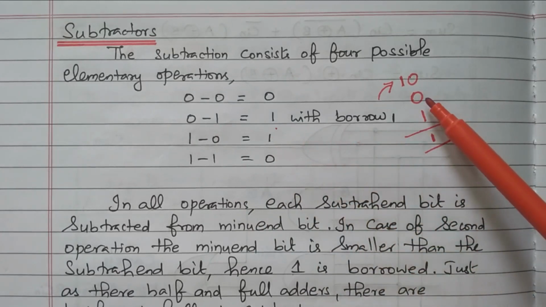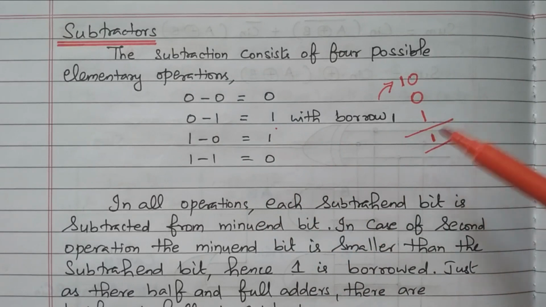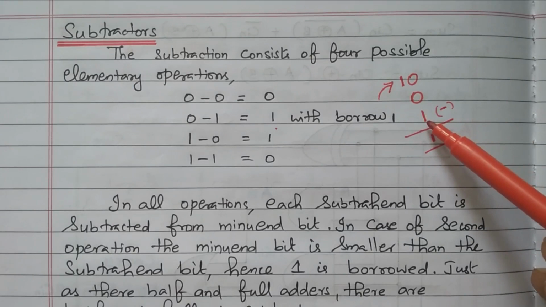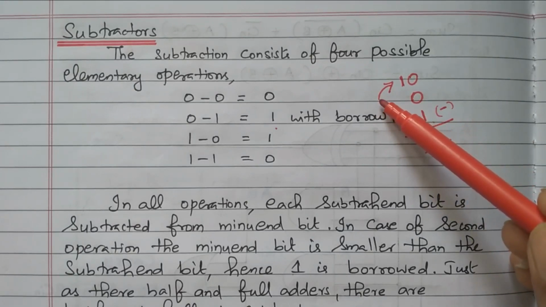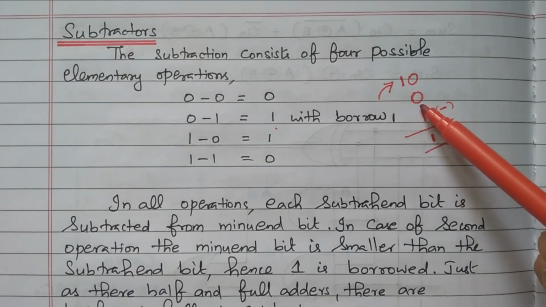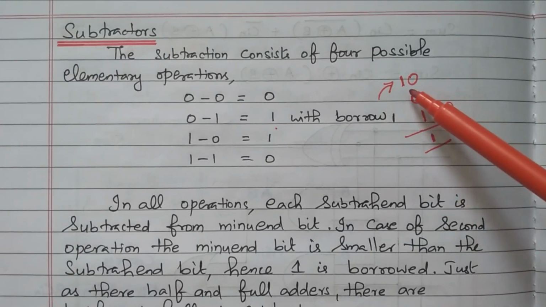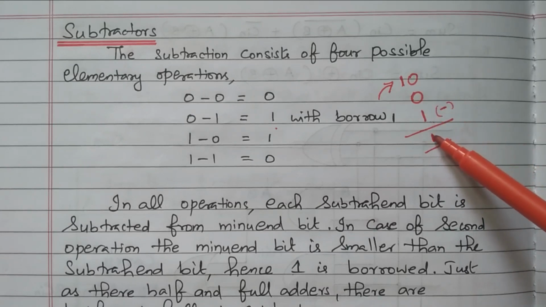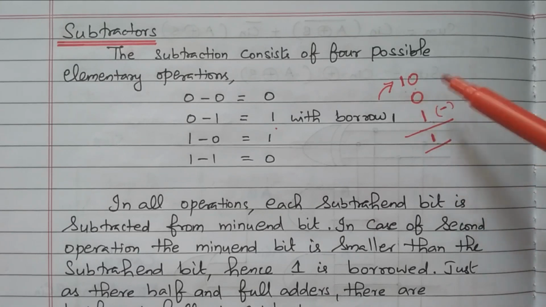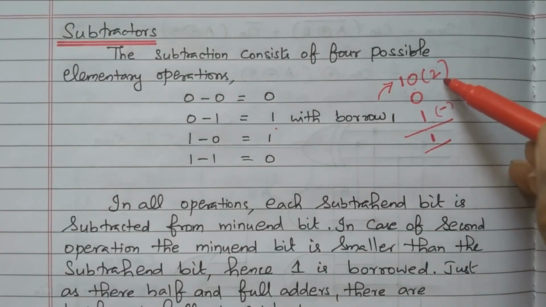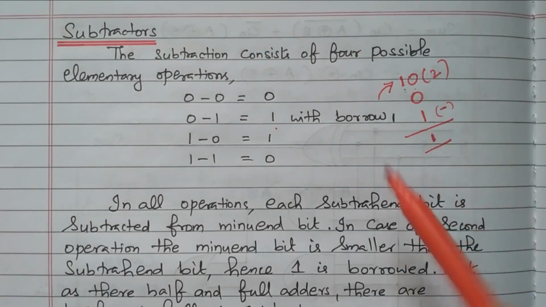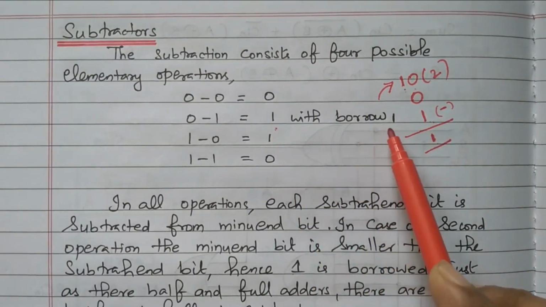I will explain again. We need to subtract 0 minus 1. 0 minus 1 is not possible, so we have to borrow 1 from the previous digit. This 0 becomes 10. From 10, if we subtract 1, we get a difference of 1. 10 is nothing but the decimal equivalent of 2. So 2 minus 1 is 1. So the difference is 1 and borrow is also 1.